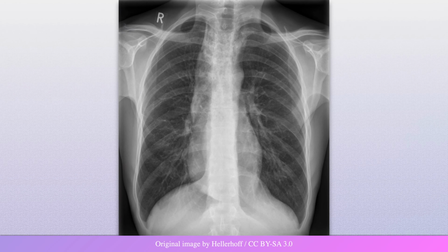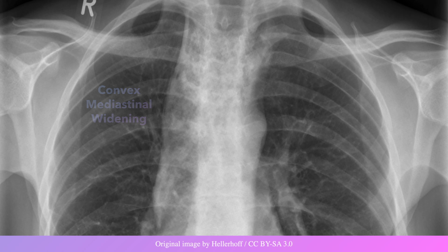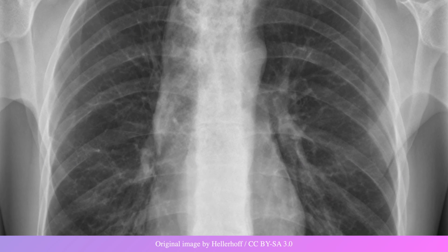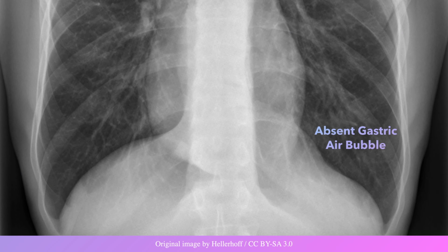The chest radiograph of an individual with achalasia may reveal an elongated opacity that overlaps and extends past the right mediastinum, resulting in a convex widening of the mediastinum. If there is stasis within the esophagus, then an air fluid level may be present. The gastric air bubble may be subtle or even completely absent due to the paucity of air passing through the lower esophageal sphincter.